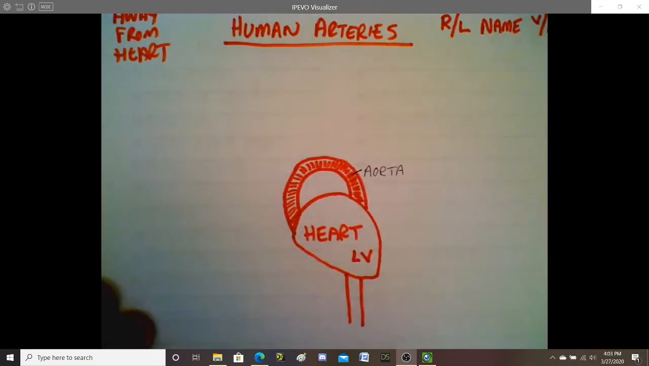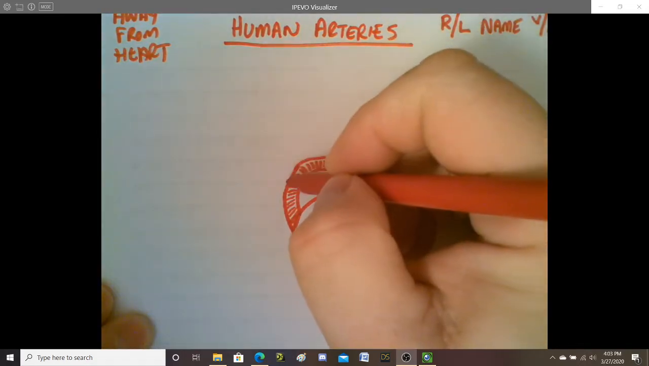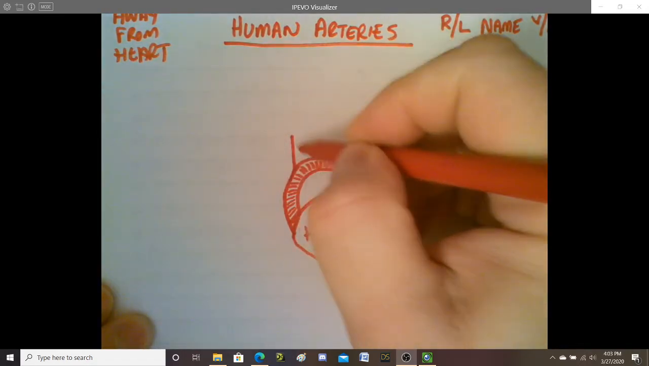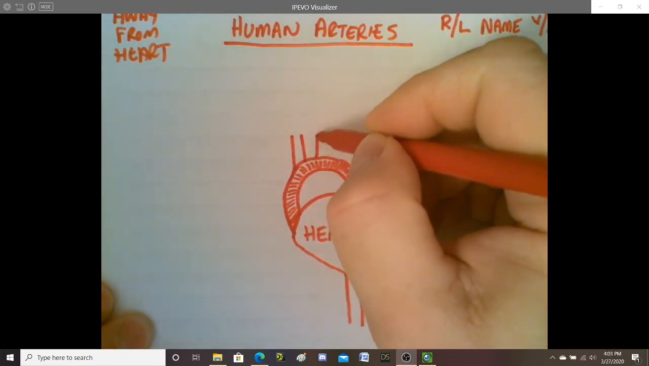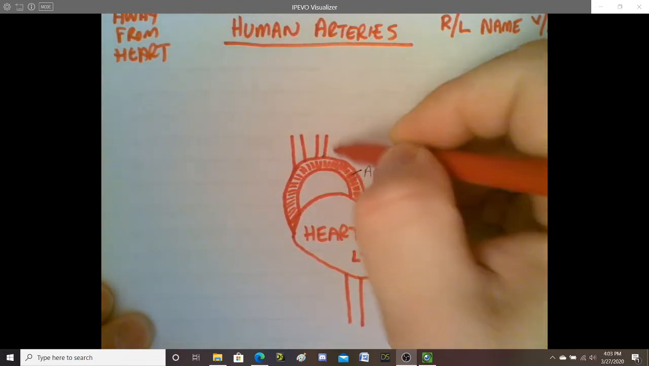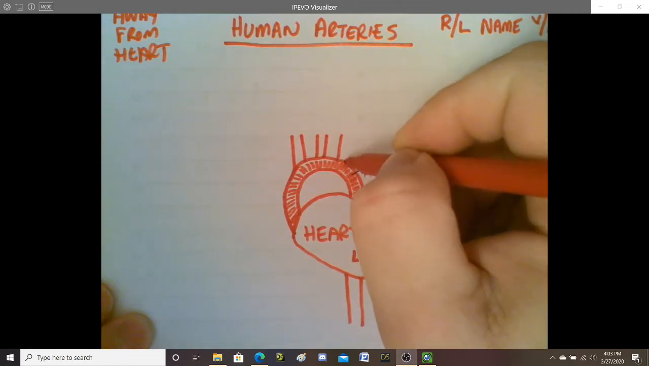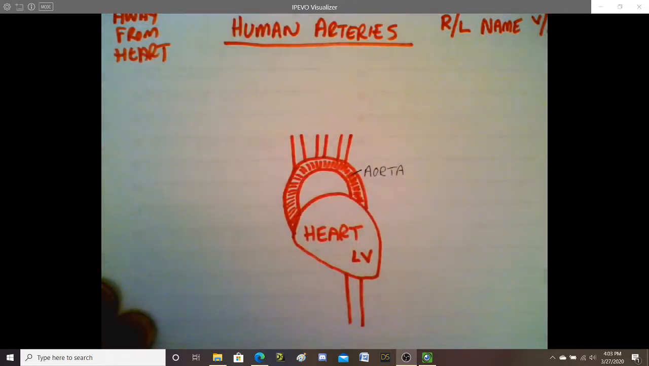All right. Now, if you look at the heart and what we did with the heart, you'll notice that there are 3 pipes that come off the aorta. So we have a pipe coming off of the right side like this. We have a pipe coming off of the center, and we have a pipe coming off of the left side. All right.